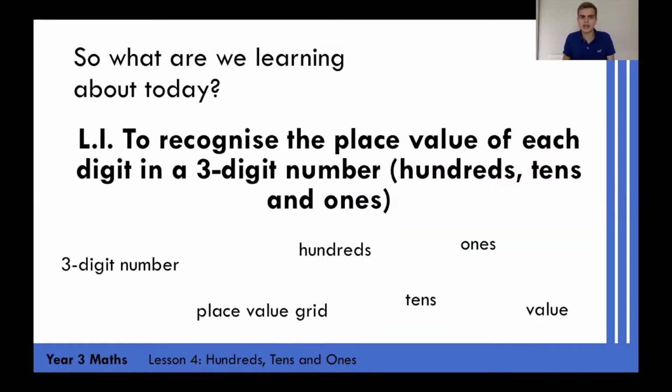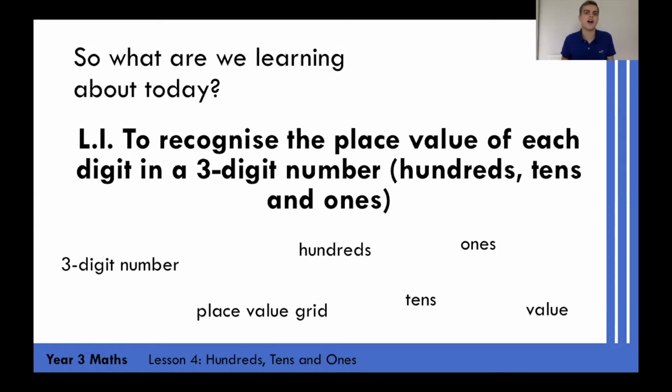Now, what are we doing today then? Like I said earlier, we are going to recognise the place value of each digit in 3-digit numbers. So we're going to use hundreds, tens, and ones. And we did this in our last lesson. We did lots of making, didn't we? By drawing the hundreds, drawing the tens, drawing the ones. But today we're going to talk about what is the value of each of those digits.